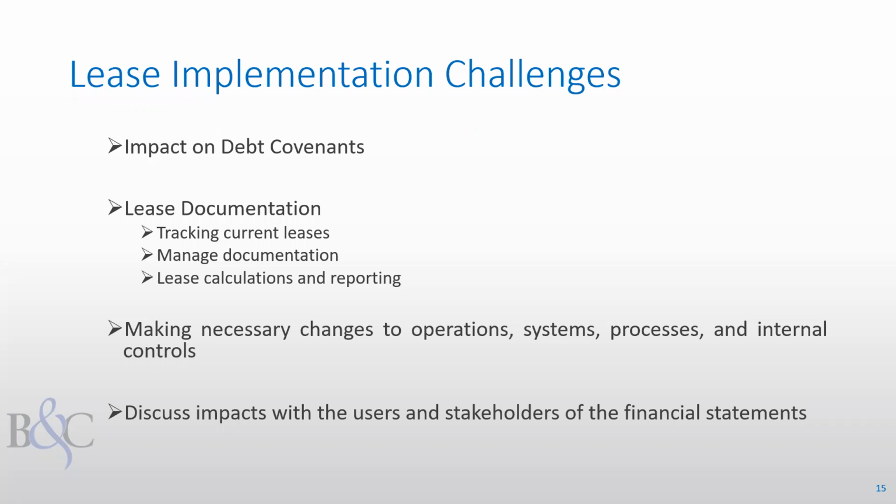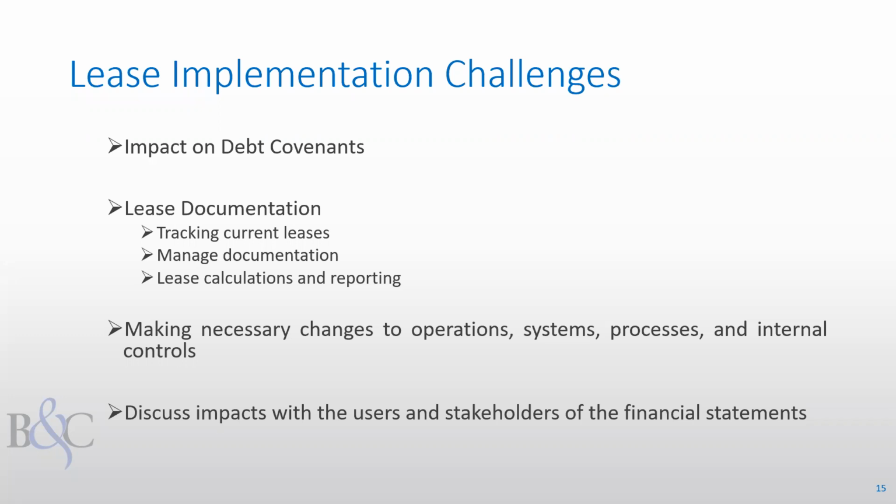The second here is lease documentation. There's a lot of documentation that's going to be required. All these decisions should be documented, not just "my leases don't apply." You should document why your leases don't apply, or why they do apply, or why they're a finance lease versus an operating lease. So you should have documentation that tracks the current leases. You should have a way of managing this documentation, calculating the leases, and reporting necessary information.